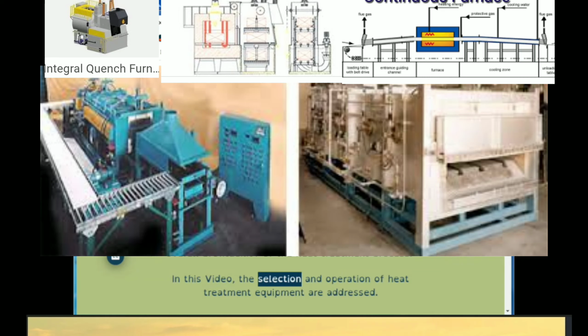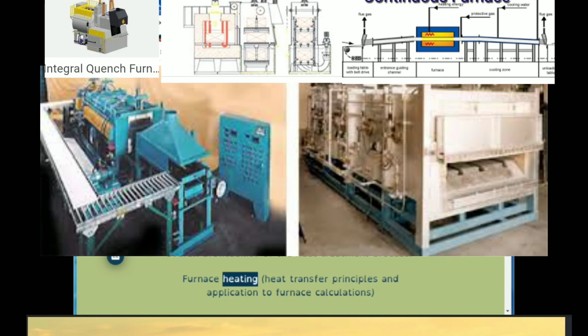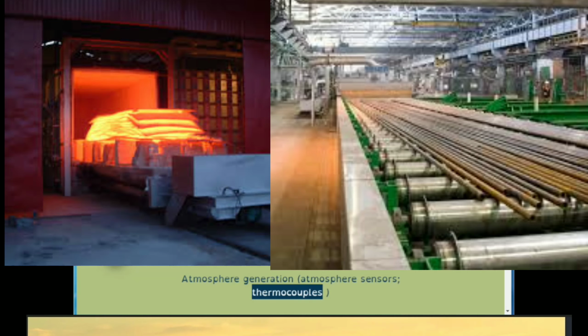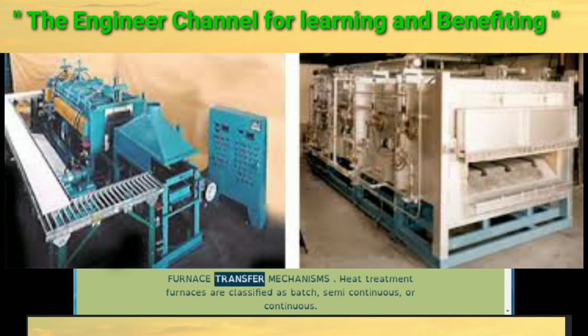In this video, the selection and operation of heat treatment equipment are addressed. The focus of the discussion is on the furnace, atmosphere generation, and ancillary equipment. Discussion subjects include furnace part transfer mechanisms, furnace heating, heat transfer principles and application to furnace calculations, atmosphere generation, atmosphere sensors, thermocouples, refractory materials, fans, fixtures, parts washing, quenching systems, furnace safety, salt bath furnaces, fluidized bed furnaces, furnace transfer mechanisms.